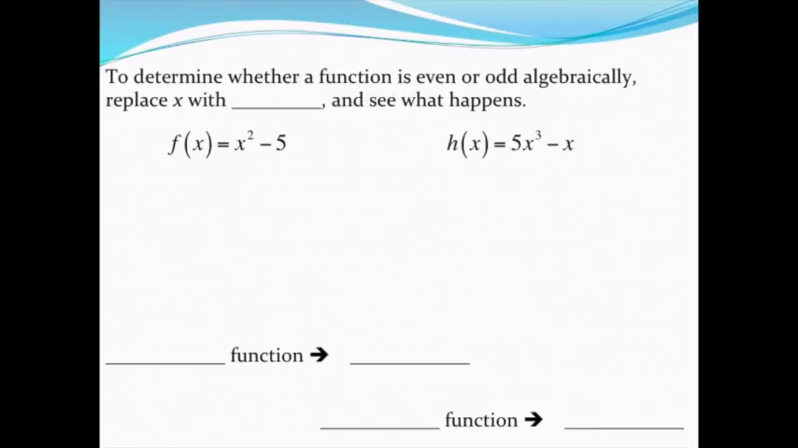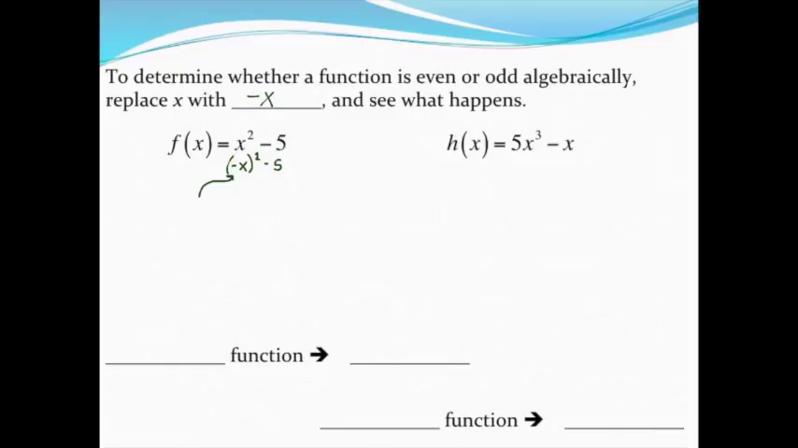But let's go ahead and take a look at how to do this algebraically. What we're going to do is replace every x that we see with negative x, or the opposite of x, and just see what happens. So for example, this first function down here, x squared minus 5, I'm going to replace this x with a negative x, and then just rewrite the function. So negative x squared minus 5. Notice I put it in parentheses. I always want to do that. And let's take a look and see what's going to happen right here.